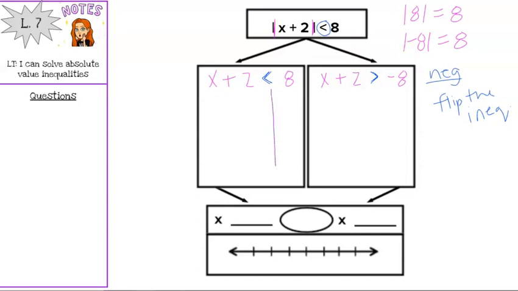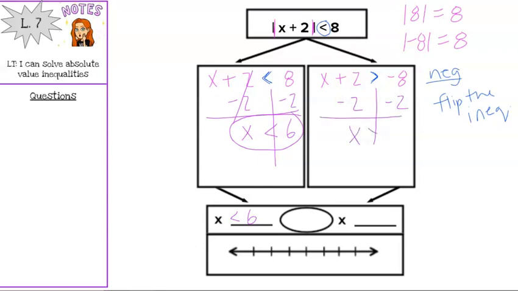So we're going to solve this by undoing plus 2 with minus 2 on both sides. We get x is less than 8 take away 2, which is 6. So one of my solutions is x is less than 6. And now I'm going to solve the other one. Do the same process, undo plus 2 with minus 2 on both sides. We get x is greater than negative 8 take away 2, which is negative 10. So x could be greater than negative 10.